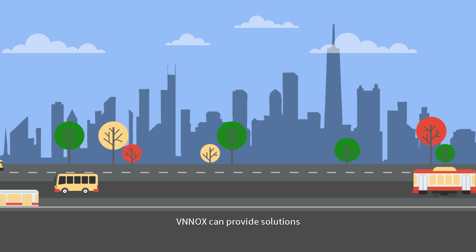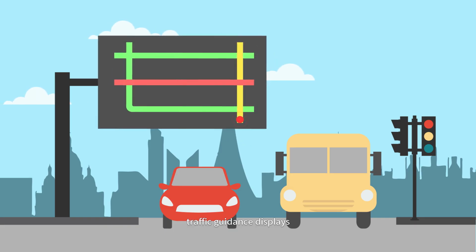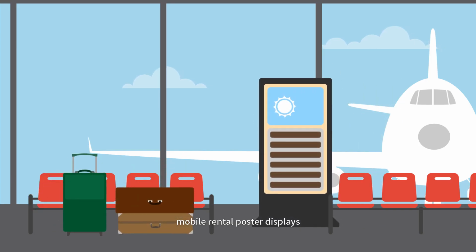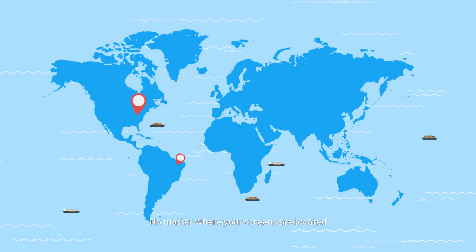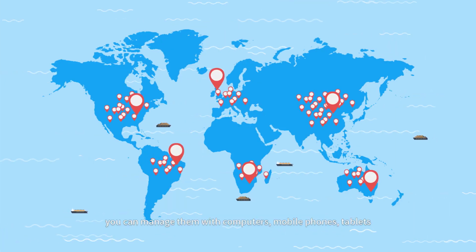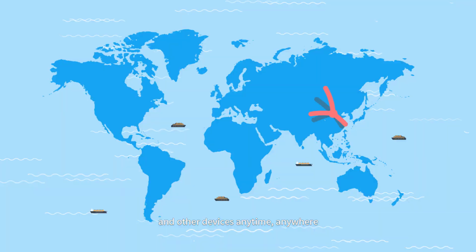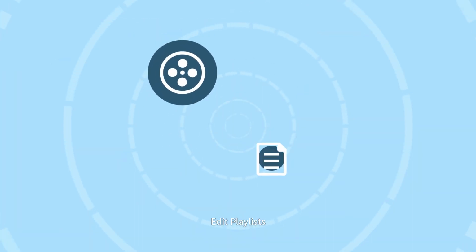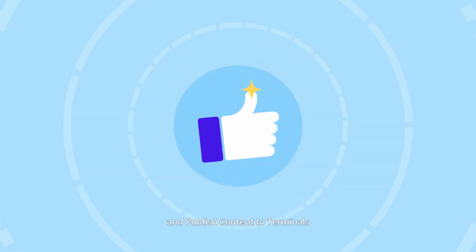VNNOX can provide solutions for lamppost displays on city streets, traffic guidance displays, large outdoor advertising displays, mobile rental poster displays, and storefront advertising displays. No matter where your screens are located, you can manage them with computers, mobile phones, tablets, and other devices anytime, anywhere. Content can be published in simply 4 steps. Upload media, edit playlists, schedule playlists, and publish content to terminals.